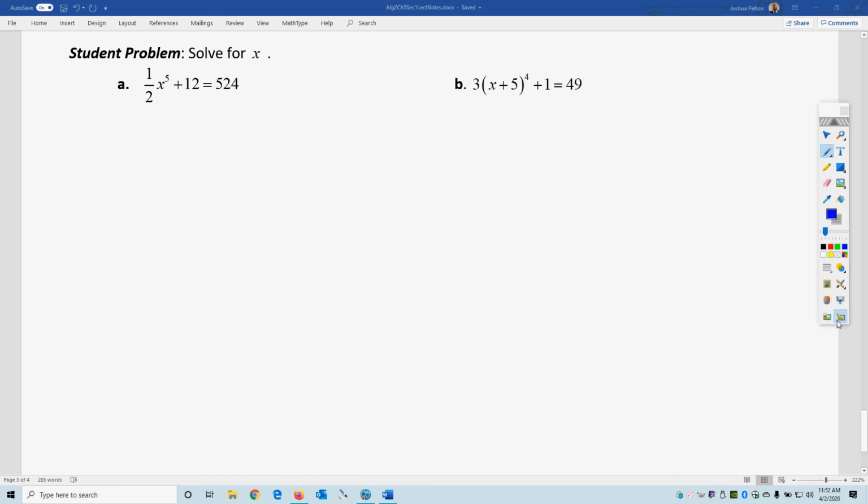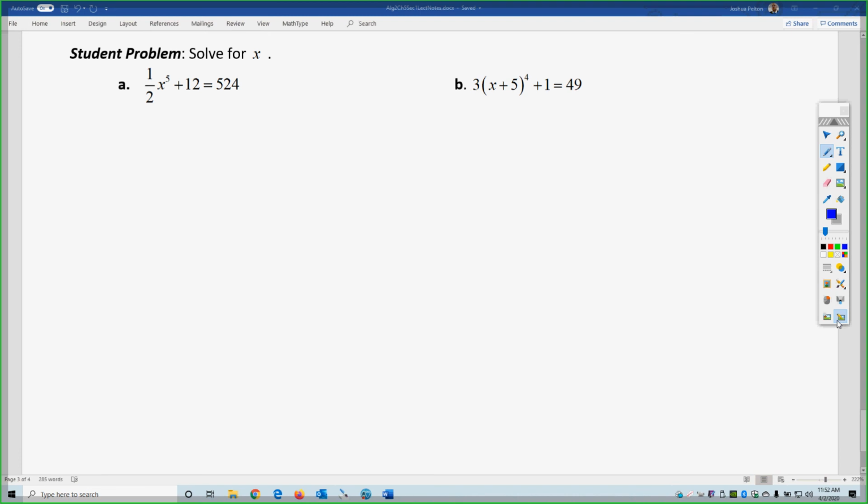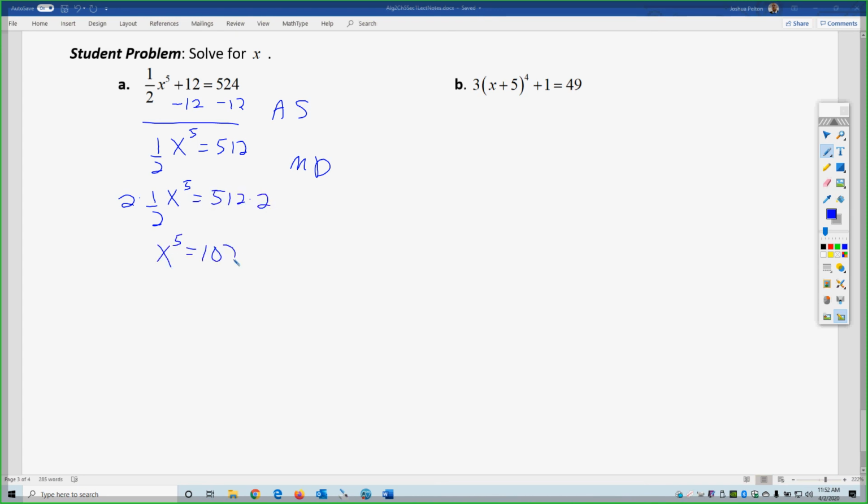So again, each of these problems have a singular power of x, so factoring is not needed. Use isolation technique. Add, subtract, subtract 12. So 1/2 of x to the 5th equals 512. Multiply, divide. We'll times it by 2 on both sides, which is the reciprocal of 1/2. So x to the 5th equals 1024. So then we have exponent radical. So we need the 5th root of x to the 5th equals the 5th root of 1024. Plus or minus is not needed since this is a 5th root.